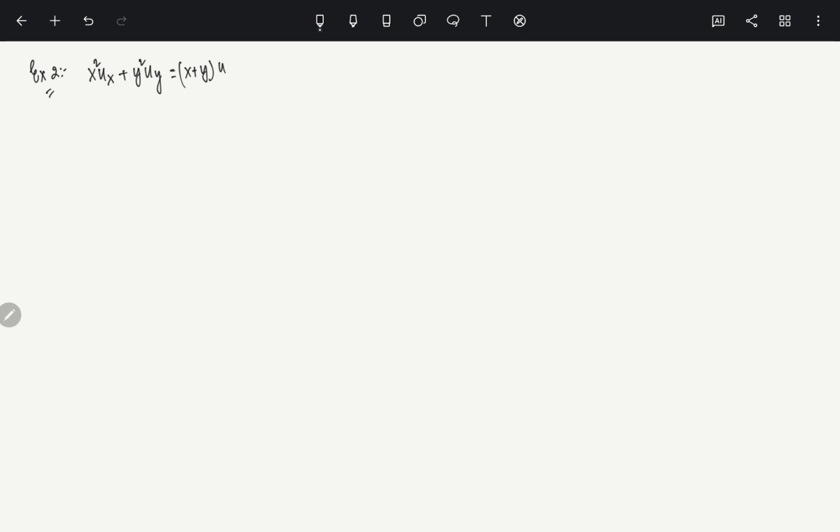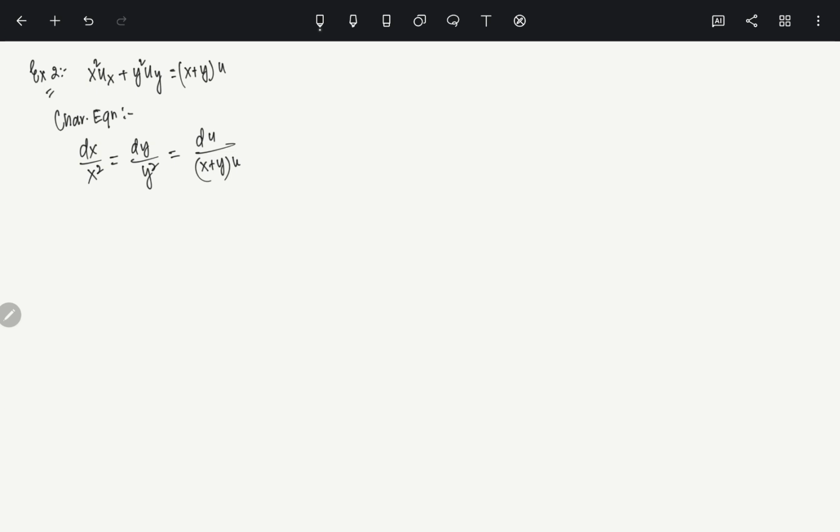Is it okay? So, first of all, how do you do it? First of all, you find out the characteristic equation. What is the characteristic equation? If you remember, it is dx by a. What is a? x square. And then dy by b. What is b? y square. And then du by c. What is c? (x plus y) times u. Yes. Okay. So, these are the characteristic equations.